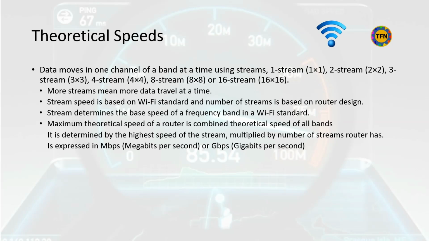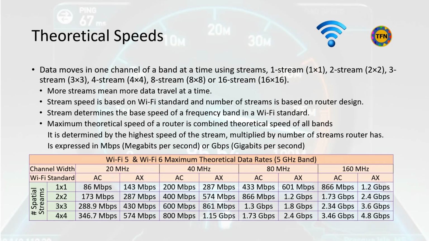Data moves in one channel of a band at a time using streams, whose speed is determined by Wi-Fi standard and number depends on router design. Stream speed is the base speed of a frequency band in a Wi-Fi standard. Use of more streams means more data travel at a time, which translates to higher speed. Maximum theoretical speed of a router is the combined theoretical speed of all bands, which is stream speed on widest channel multiplied by number of streams router has for each band. Router speed is expressed in Mbps, megabits per second, or Gbps, gigabits per second.